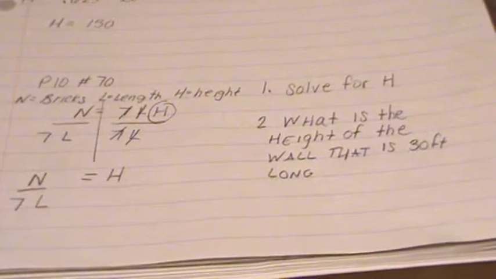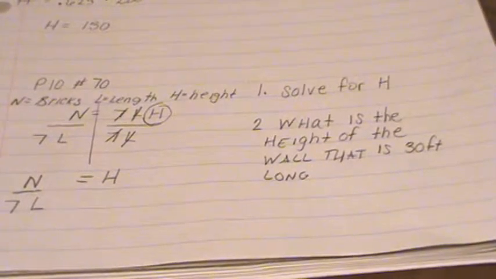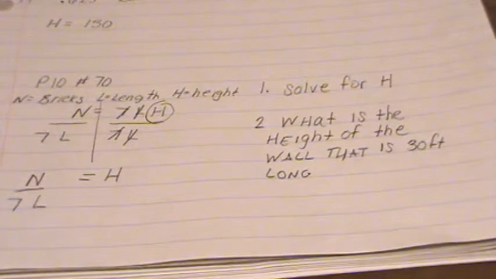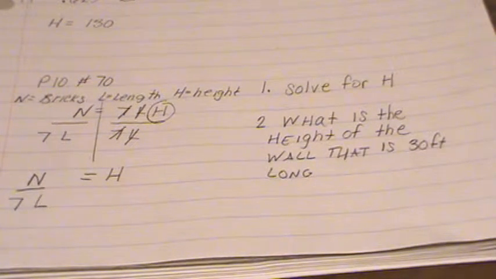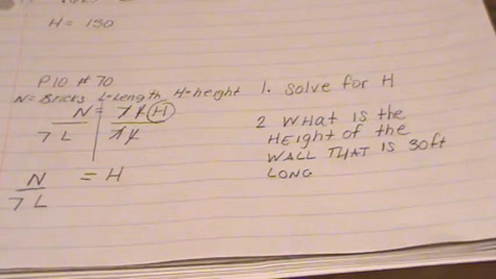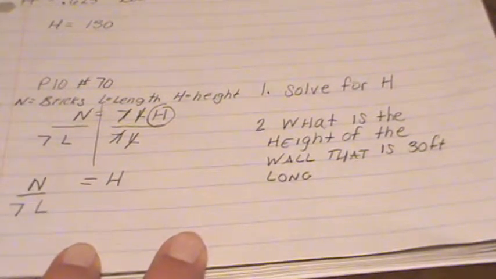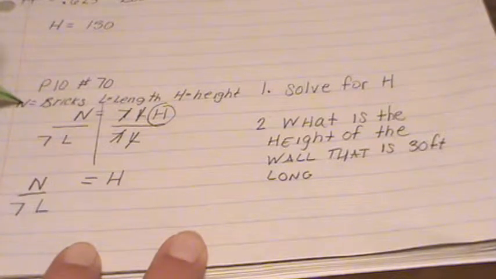So the second part of the problem says, what is the height? Remember, that's H of the wall that is 30 feet long. So that means that we need to replace the L with 30 feet, and we need to replace N with the number of bricks. So when I go down here, I'm going to substitute in the number of bricks, which was 2,300, I believe.